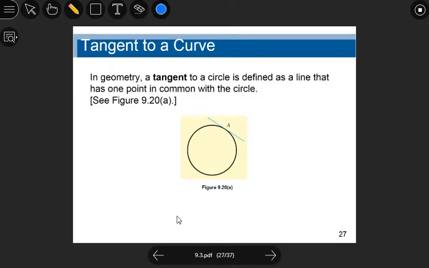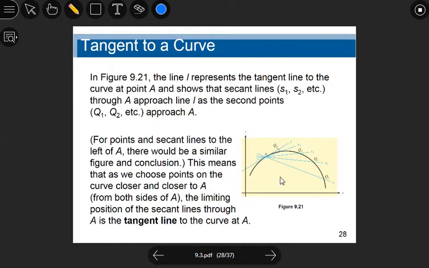Especially in geometry, a tangent to a circle is defined as a line that has one point in common with the circle. So this is the circle and this is the line, this is the one common point, so this is the tangent line. We can draw infinitely many secant lines from one point, but from one point we can draw only one tangent line. This is the tangent line.